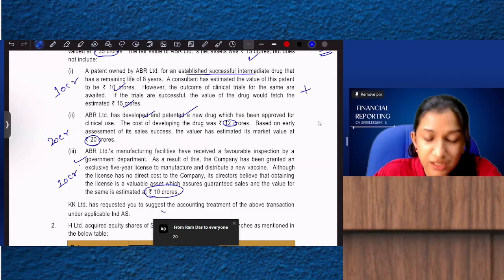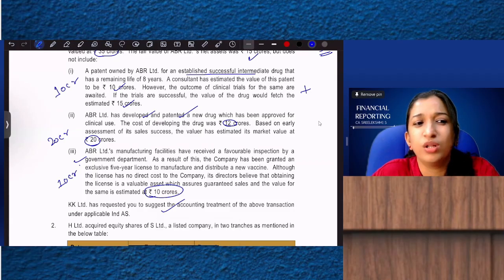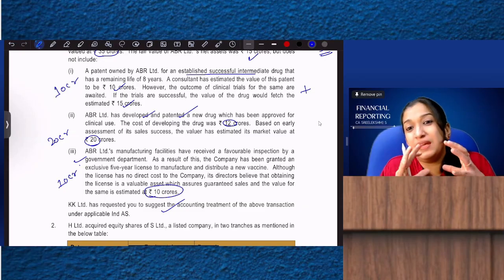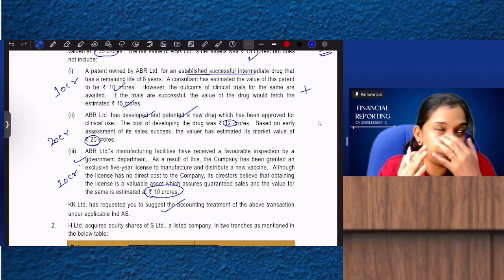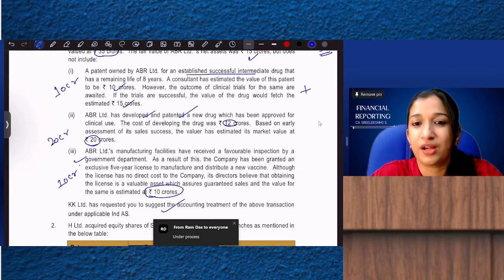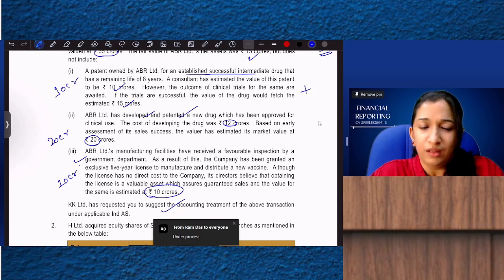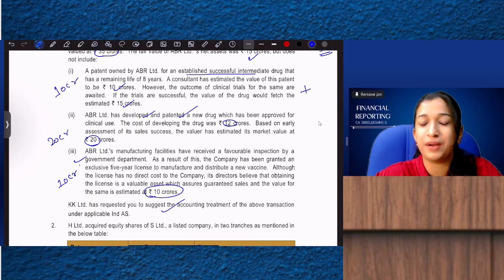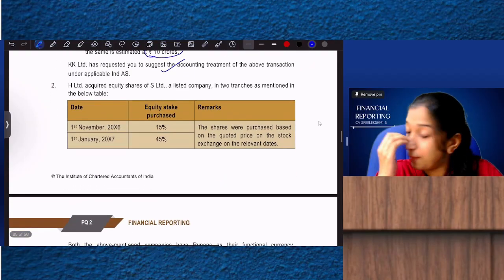KK Limited has requested you to suggest the accounting treatment. So we'll say all these items should be taken over, even though an asset is not completely ready, even if the asset is not in ready-to-use condition, even if it is under process. The acquirer's assets should be taken over at fair value in the consolidated balance sheet. Even contingent liability will be taken over. So are you okay? And that is question number 1.